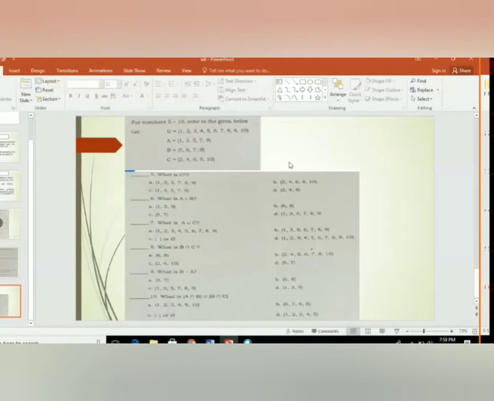Okay. So refer to the given sets. Universal set 1 to 10, set A just 1, 3, 5, 7, 9, set B 5, 6, 7, 8, set C 2, 4, 6, 8, and 10. Question number 1. What is the complement of set C? So when you say complement of set C, you're going to compare that to our universal set. Okay? What will complete the C to equal the universal set?